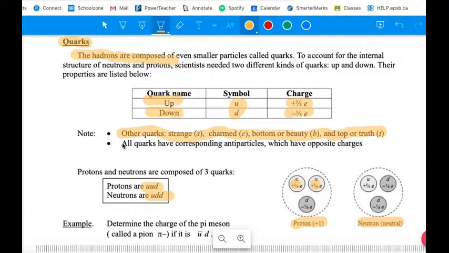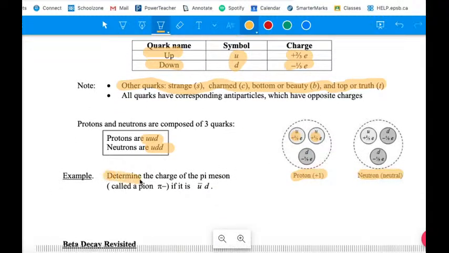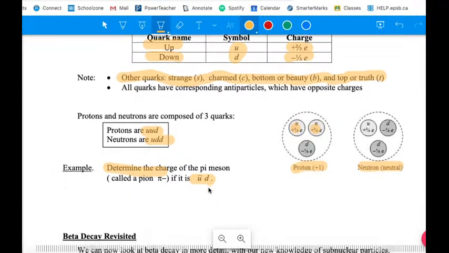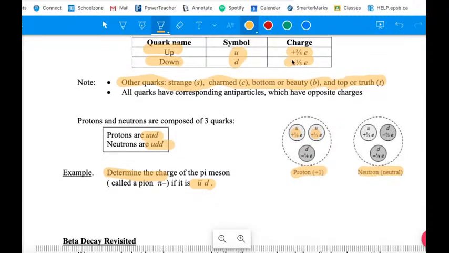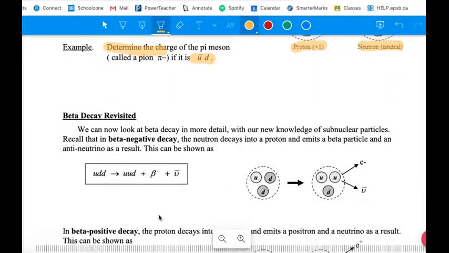And just like all of our other particles, quarks have corresponding antiparticles, antiquarks, which have opposite charges. And that's where our second example in the video comes in. We're looking at a pi meson, or a pion, I don't know how to say it, with an anti-up quark and a down quark. Right, so check out the video for that. That one's pretty simple though. Anti-up would just mean negative 2/3. Down would be negative 1/3. So we've got negative 3/3, or a charge of negative 1. Easy as that.